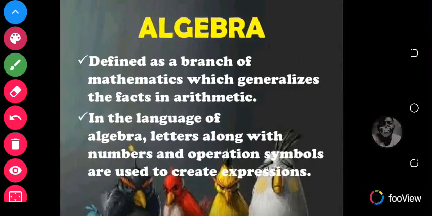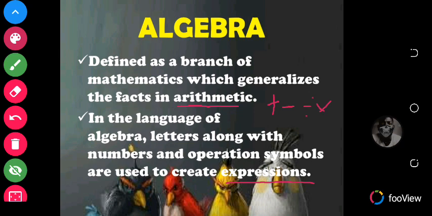Let's look at the meaning of algebra. Now, in mathematics, there is an aspect dedicated in mathematics called algebra. And so algebra is a branch of mathematics which generalizes the facts of arithmetic. In the language of algebra, letters along with numbers and operation symbols are used to create expressions. So very soon we will look at the meaning of expressions. But arithmetic simply is addition, subtraction, division, and multiplication.